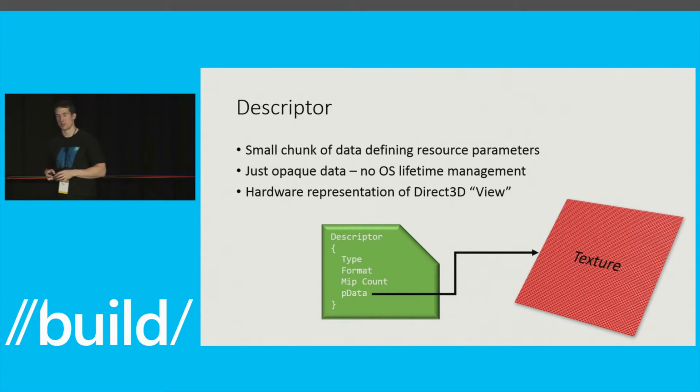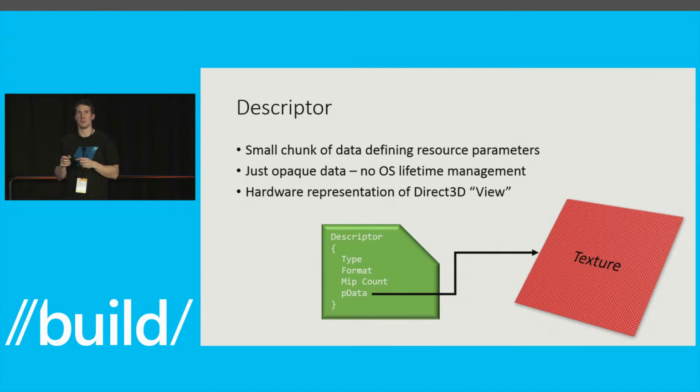What is a descriptor? Really, a descriptor is just a struct on the GPU, in GPU memory. And that struct is what used to be behind the D3D11 view object. It's really a dumb struct. There isn't any hidden memory allocation behind it. It's just an opaque chunk of memory. That chunk of memory has a type for the resource and some parameters. In the case of a texture, it would have things like the MIP count. And finally, it has a pointer to the actual pixel data for that resource.